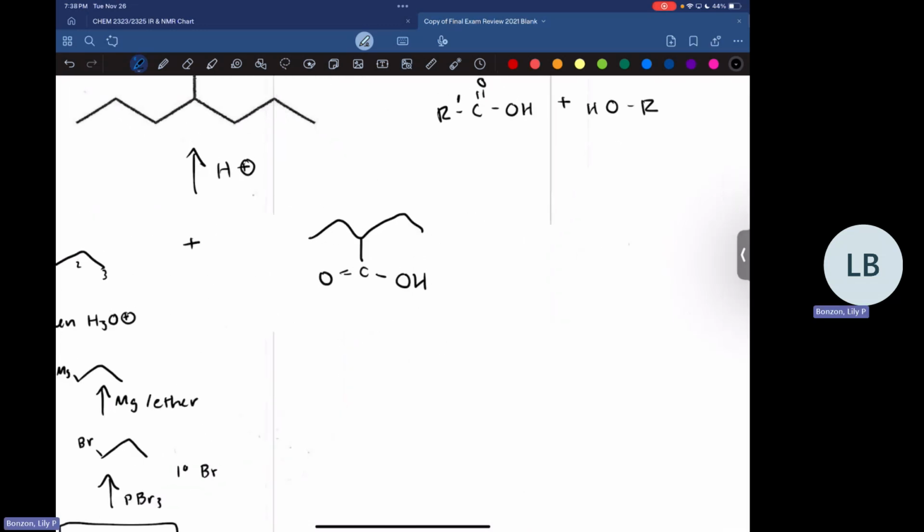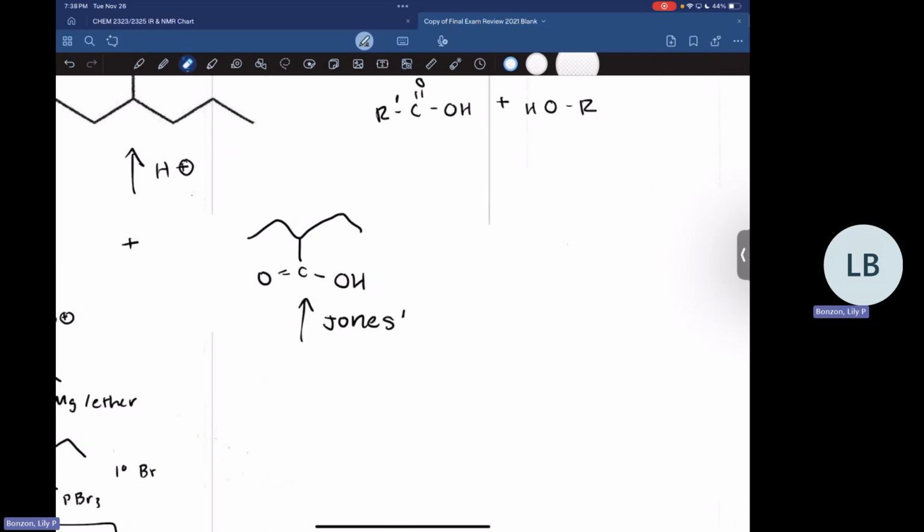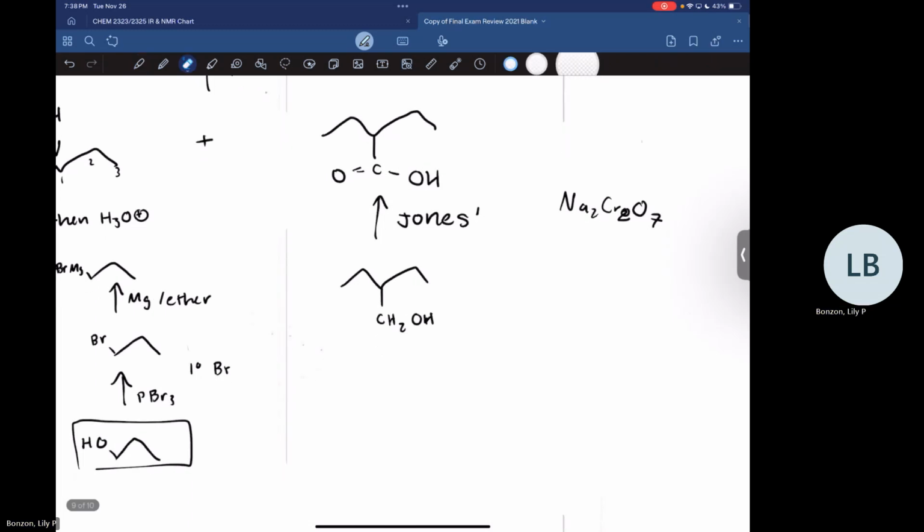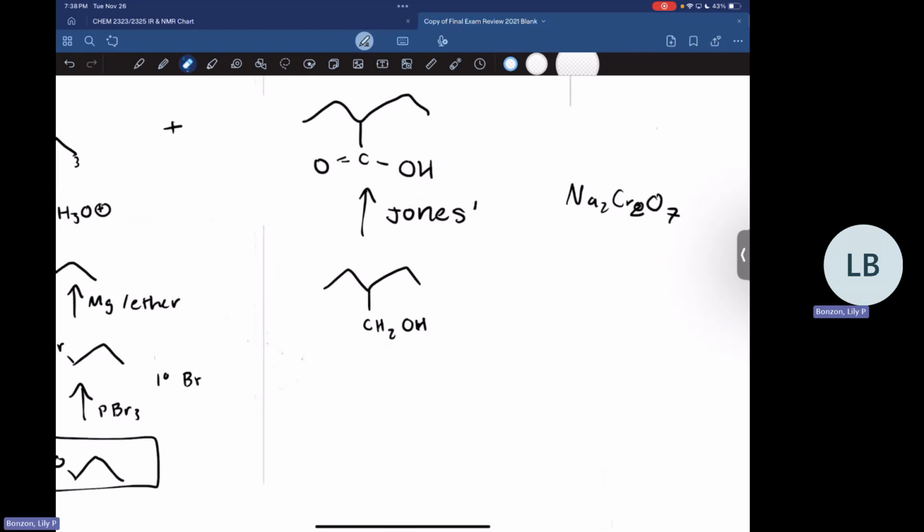On the other side, we have a carboxylic acid. So whenever we want to form a carboxylic acid, we're going to use one of our strong oxidizers. Jones is the easiest to write out, but you could also do the Na2Cr2O7 reagent. And that's going to turn that carboxylic acid back to a primary alcohol. So this is 1 carbon too long. So we will have to do another Grignard.